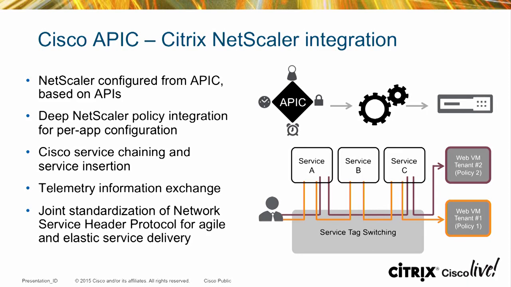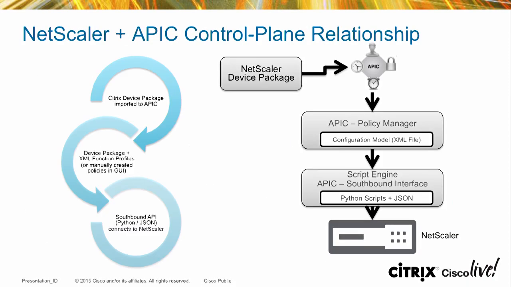So all of those features relate to that deep NetScaler policy for integration. It's on a per app basis configuration. So we're able to use ACI to configure applications dynamically within the data center. So the NetScaler and APIC control plane integration.